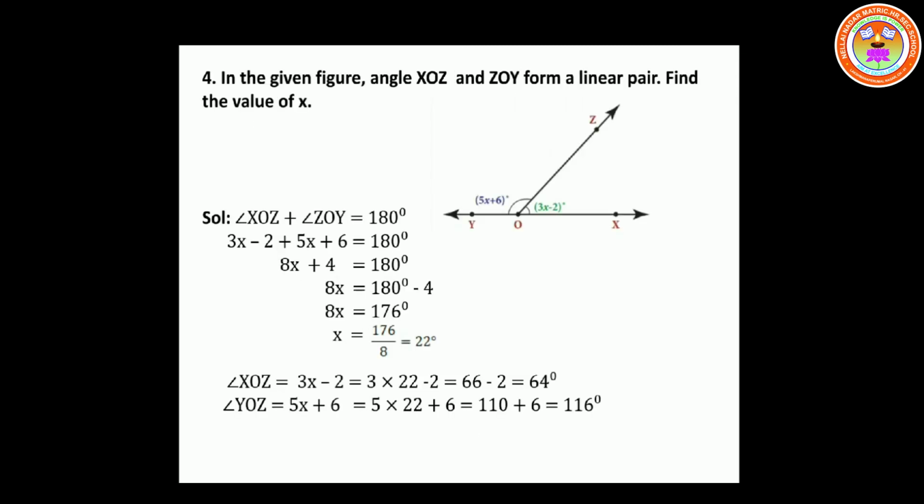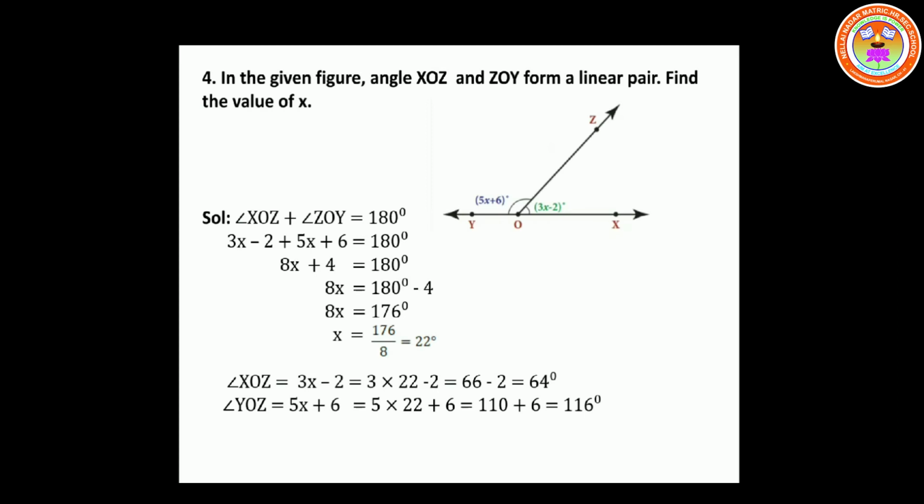Next, in the given figure, angle XOZ and ZOY form a linear pair. Find the value of x. So you have been given a diagram. XOZ and ZOY form a linear pair. You have to find what is the value of x.